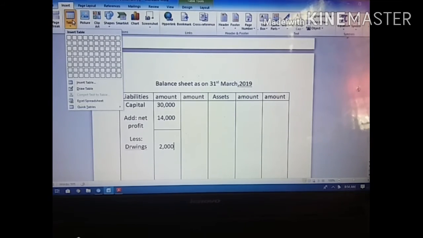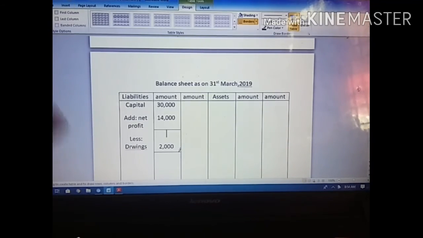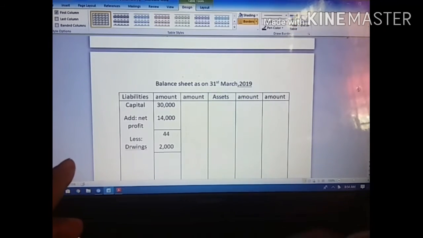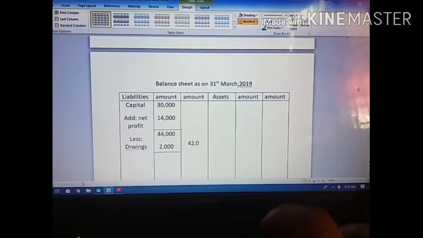So capital add net profit less drawing. If there is any interest on drawing, that also you have to minus from the capital. After finishing this you have to draw a line. Then you have to post the main value on an outer column. So 30,000 plus 14,000 is 44,000. From 44,000 you have to minus the 22,000. You will get 42,000. So 42,000 you have to show on an outer column.